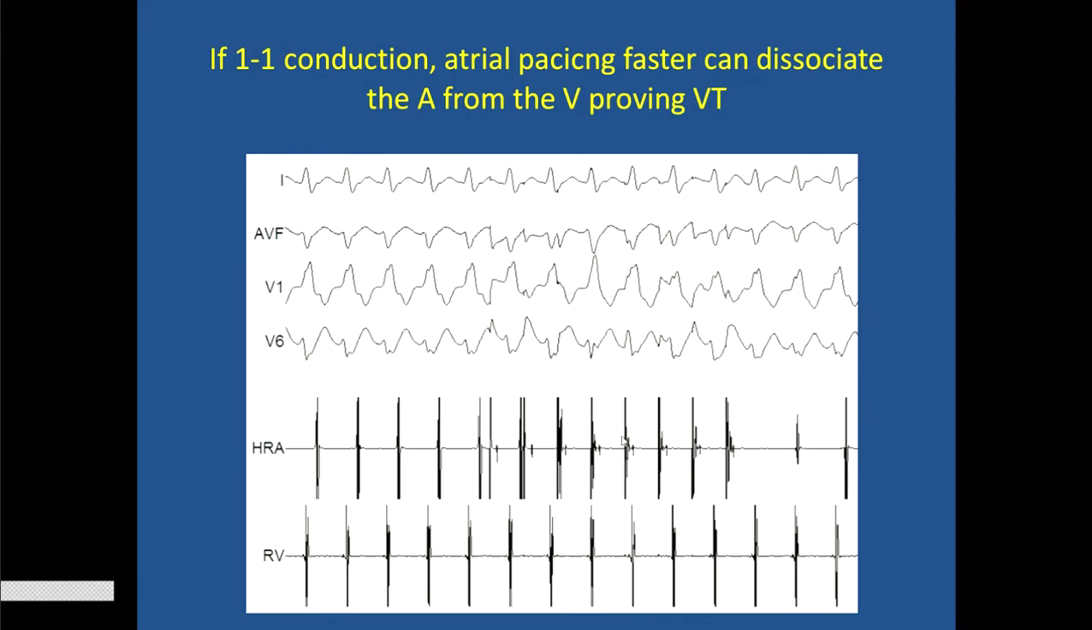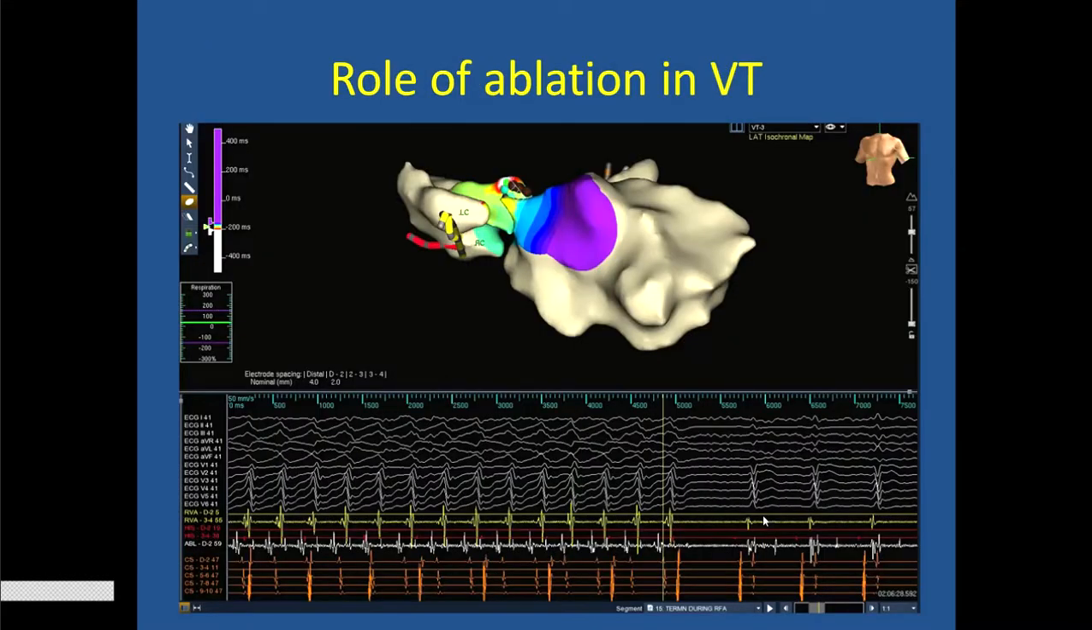We do land up in scenarios where there is a wide complex tachycardia and there is one-to-one association. So how do we then do? We dissociate the A from the V by rapid pacing. Now the A is being paced much faster than the ventricle. These are things that we do to prove that it is a VT.